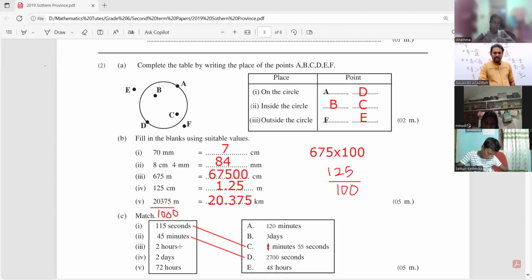2 hours we can write 120 minutes. 2 days, you can write as 48 hours. 72 hours you can write as 3 days. Right, they are the answers for the second question.